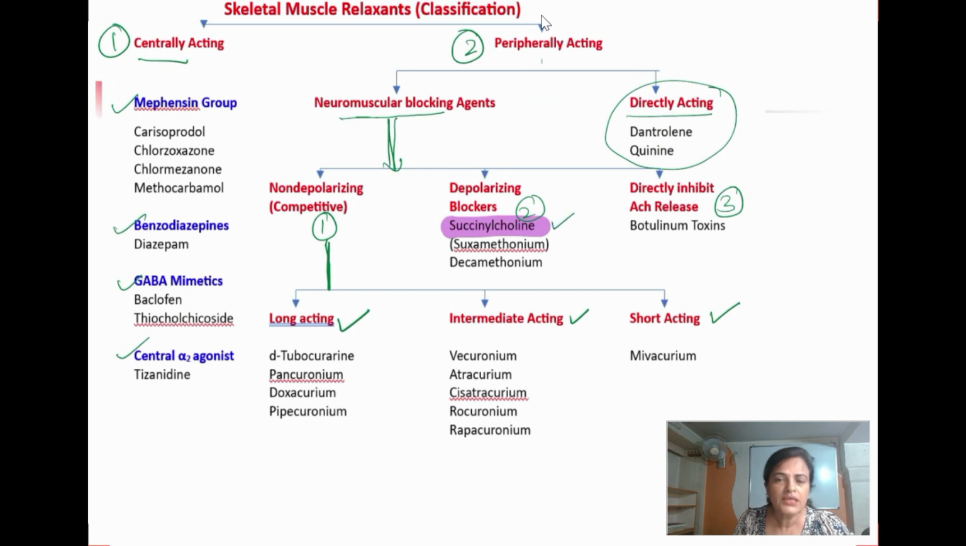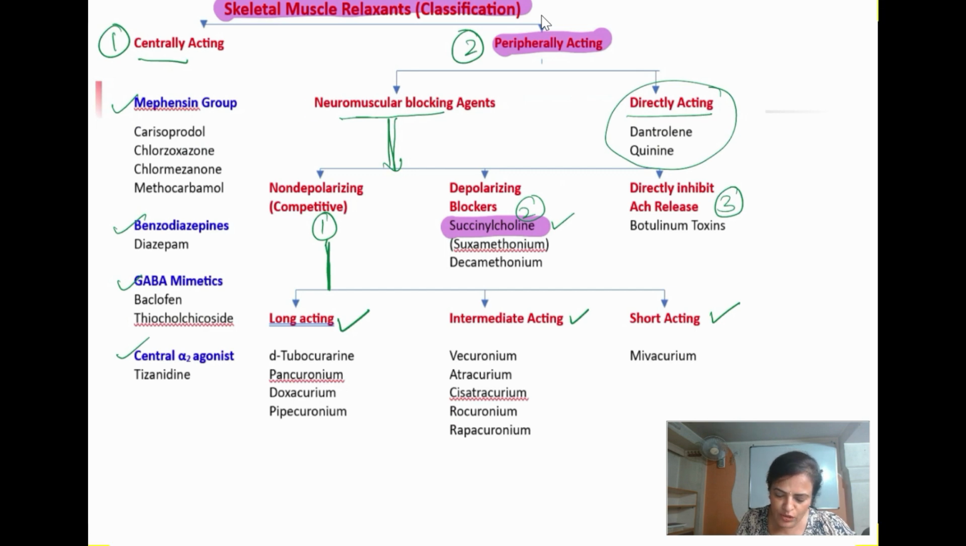So if this question comes on succinylcholine, what are you supposed to write? Number one, it is a skeletal muscle relaxant. Now what kind of skeletal muscle relaxant is it? It is a peripheral acting skeletal muscle relaxant.